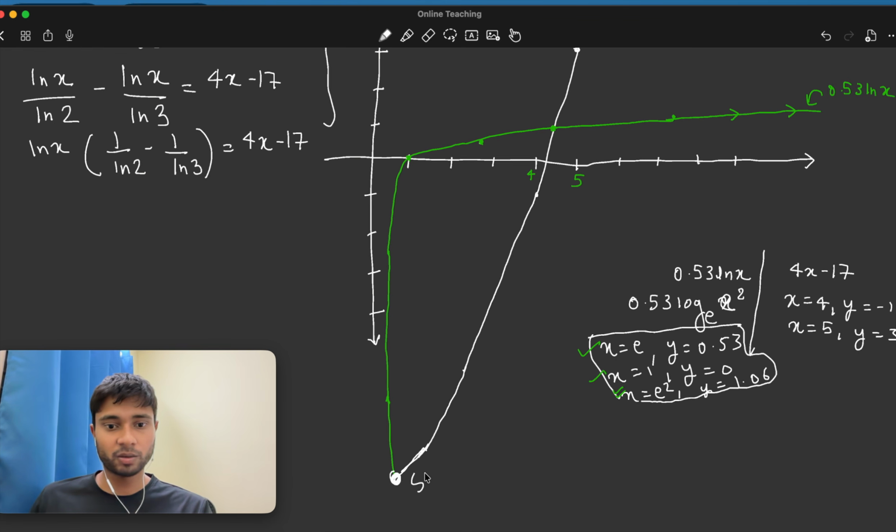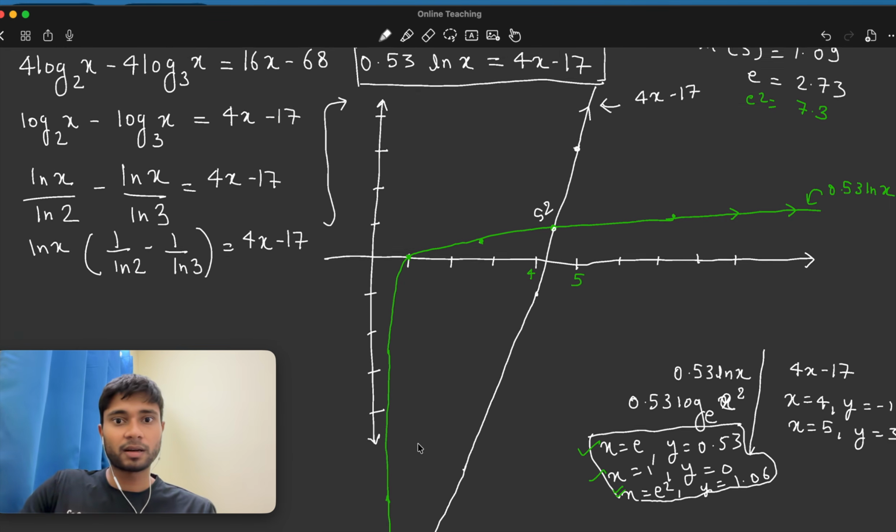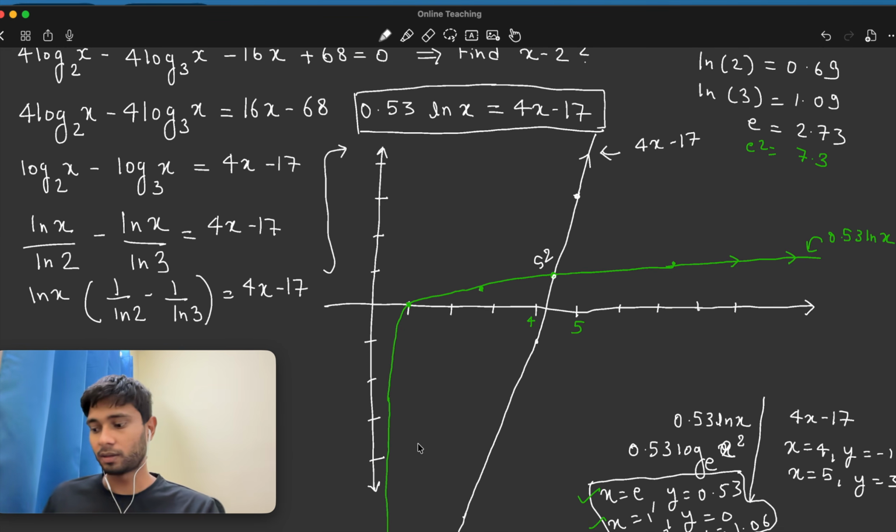So this is solution 1, where the green line and the white line are meeting. This is basically LHS and RHS. This is solution 2, where again these two parts are intersecting. So are you guys able to acknowledge the beauty of graph visualization?